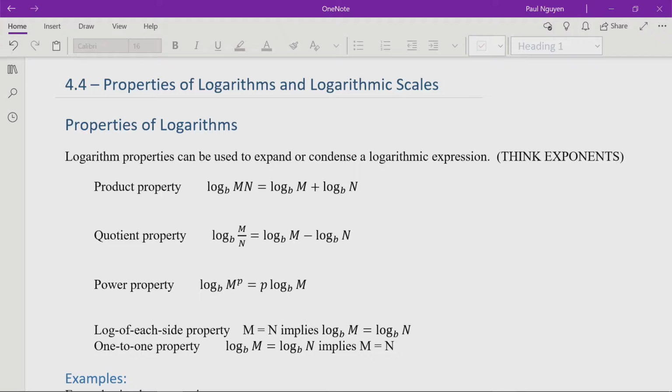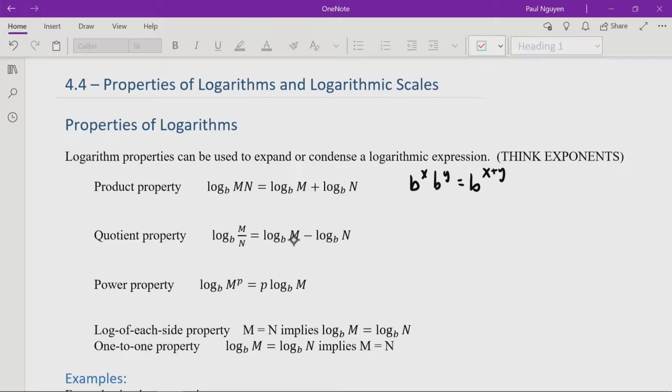The product property tells us that the log of a product equals the sum of the logs. So whenever you see a log of something plus another log of something with the same base, you can convert that into a log of the product. This comes from the exponent property. If you have b to the x times b to the y, you have b to the x plus y. If you add two exponents, you multiply the expressions. So you add the exponents. Here the logs are the exponents. You multiply the expression.